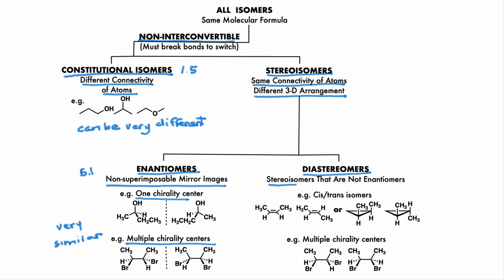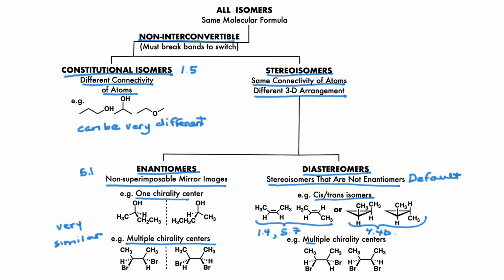Diastereomers are the rest of the stereoisomers that are not enantiomers. In other words, stereoisomers which are not enantiomers are by default diastereomers. One category of diastereomers are cis-trans isomers. The cis-trans isomers can occur in molecules with double bonds. We cover this in topics 1.4 and 5.7. We can also have cis-trans isomers in compounds with rings, which we cover in topic 4.4b.